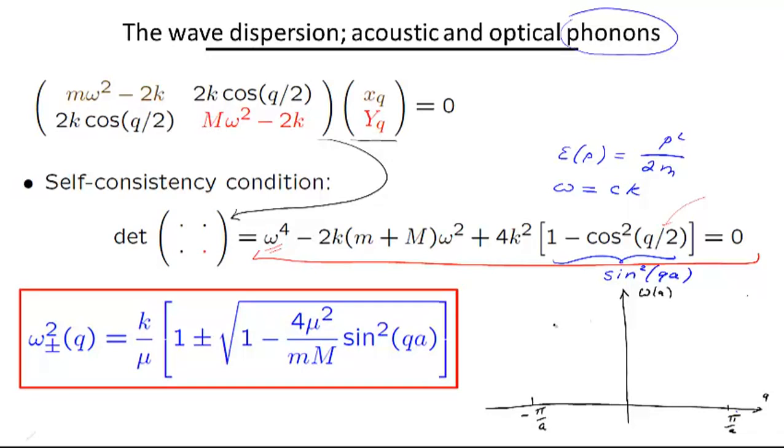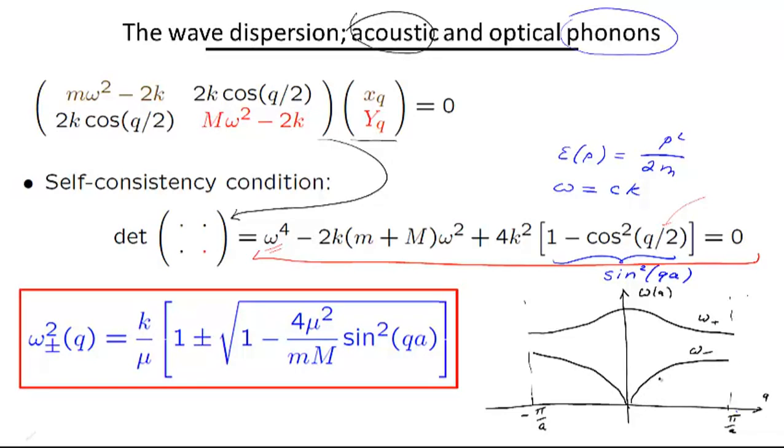So we'll get two terms. There will be a branch corresponding to a plus sign, the plus branch, which will look like this, and there will be a branch corresponding to a minus sign, which will look approximately as so. So this is omega minus, and this is omega plus. And the omega minus is called acoustic phonons, and the omega plus is called optical phonons. So as you can see, there is a gap separating these optical phonons from zero energy.